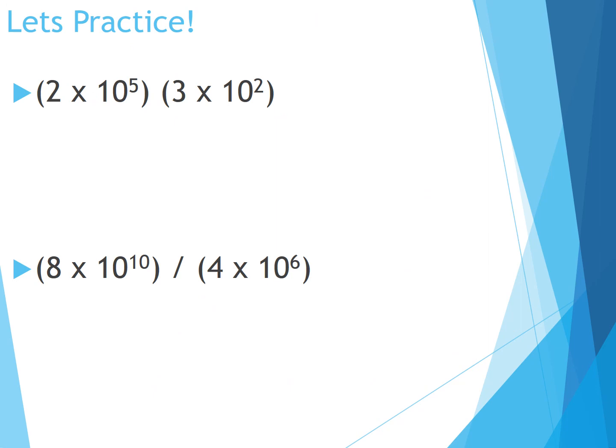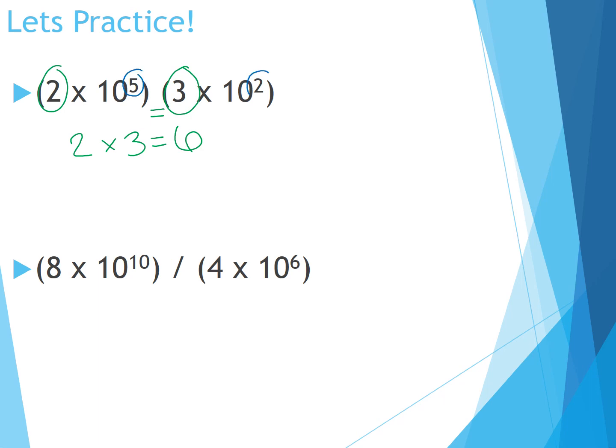Let's practice that. So the first one, the very first thing you need to do is double check on what you're doing. So here we are going to be multiplying. So let's first take our base numbers. So 2 times 3 equals 6.